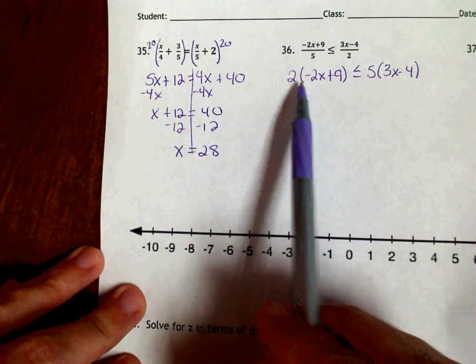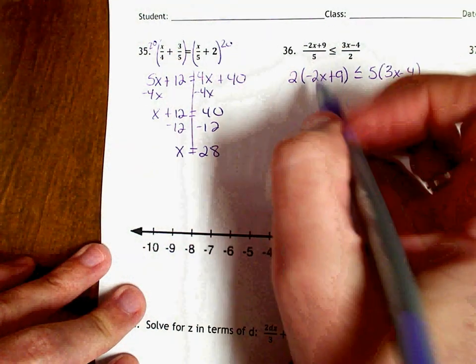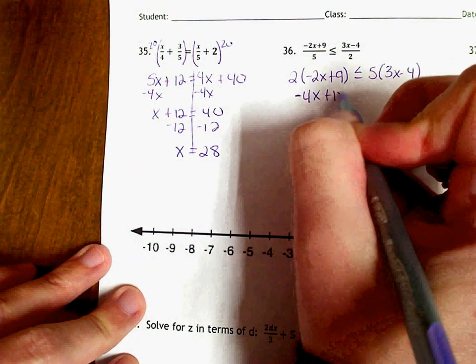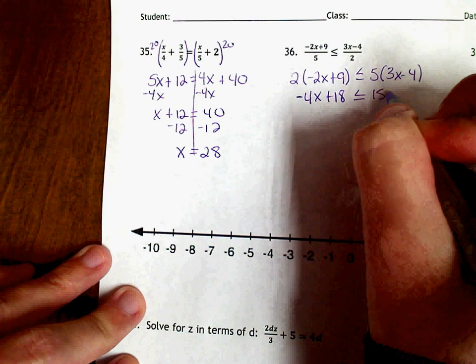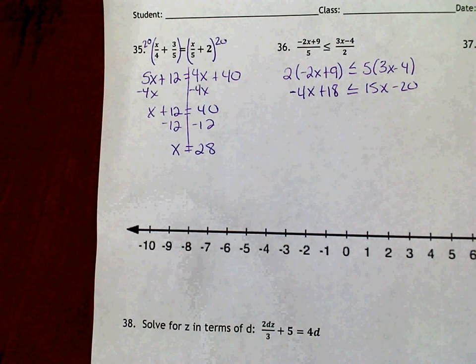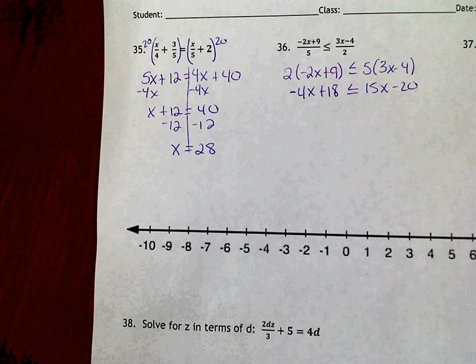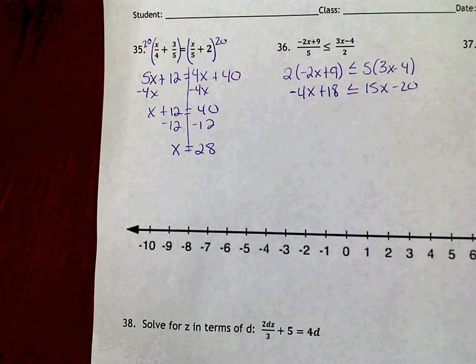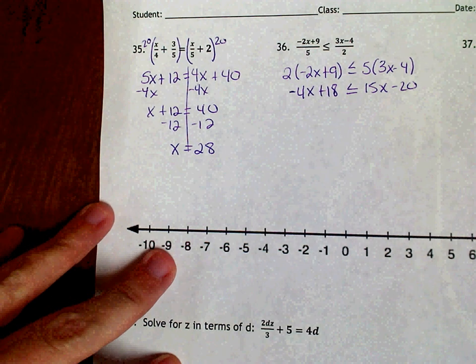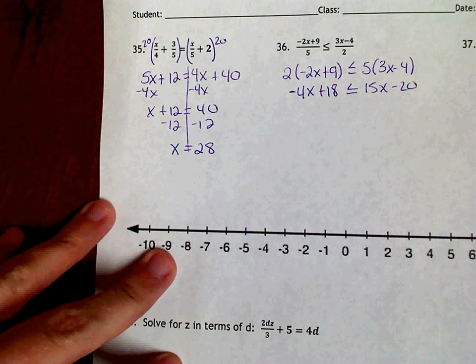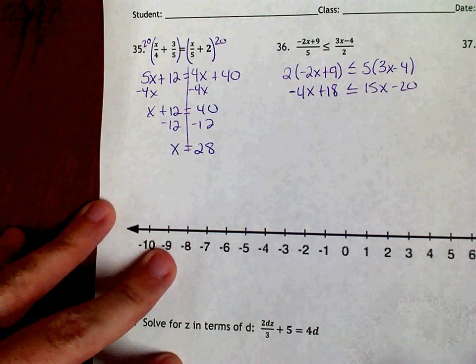Alright, so just distribute. So that's negative 4x plus 18 is less than or equal to 15x minus 20. Now this is where you can work it two different ways from this point. I always get rid of my smallest variable. If I do that, then my coefficient of my variable is always going to be positive. And if it's positive, I won't have to worry about dividing by a negative and having to flip the inequality. So that's just my preference. So that's what I'm going to do, and then I'll show you if you did it the other way.